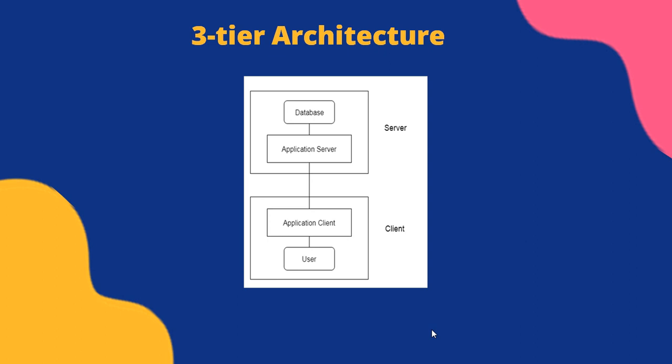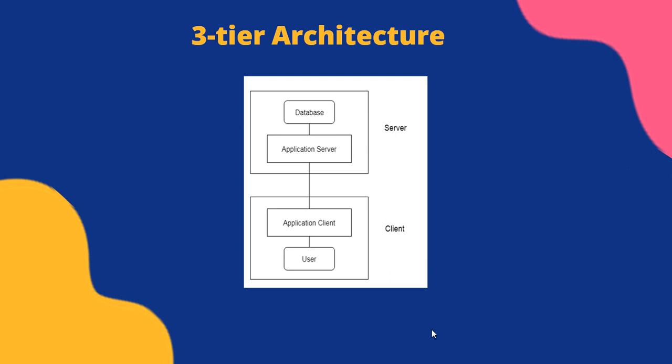So this is the diagram of the three-tier architecture. In this three-tier architecture, another layer is present between the client machine and the server machine. The client application does not communicate directly with the database system present at the server side. Rather, the client application communicates with the server application, and the server application internally communicates with the database system present at the server. So this is the detailed explanation of the three-tier architecture.